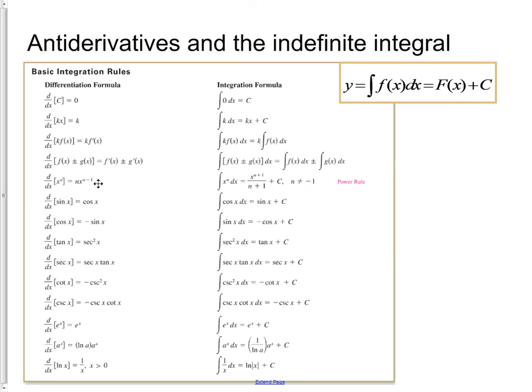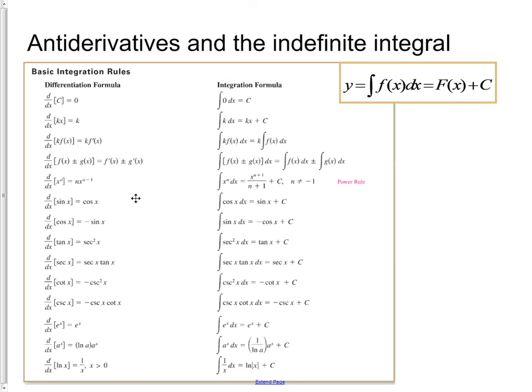Here's one that we've already encountered. We talked about this. Our rule for powers, x to the n, its derivative was nx to the n minus 1. So the counterpart rule in the rule of antiderivatives is that the antiderivative of x to the nth power would be x to the n plus 1 over n plus 1 plus a constant, as long as that exponent is not negative 1.